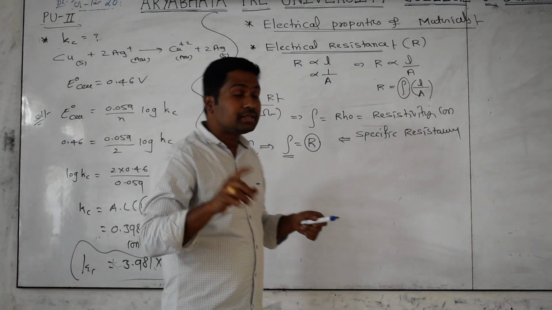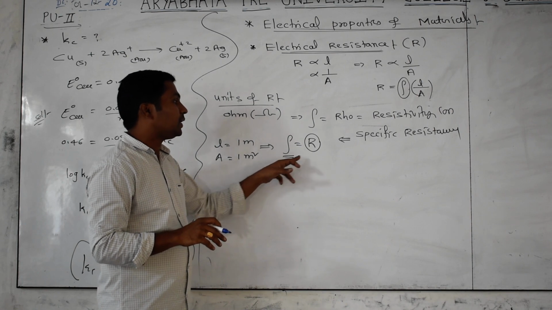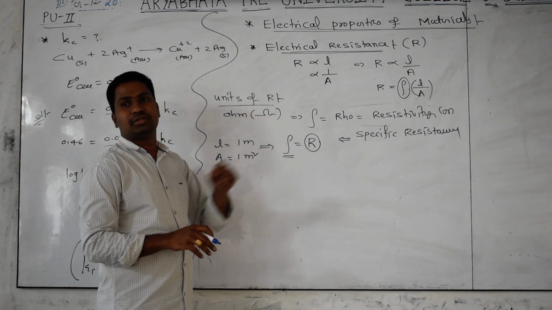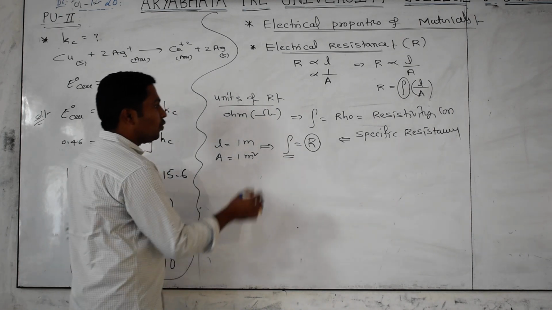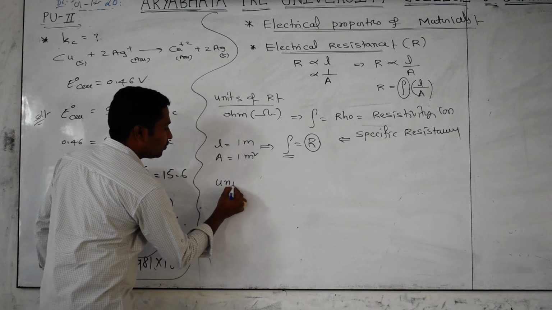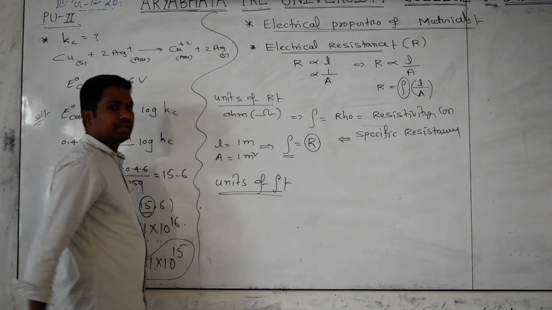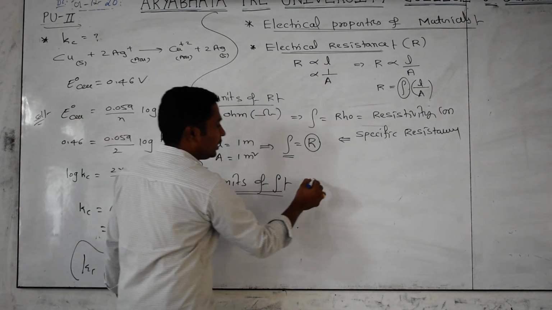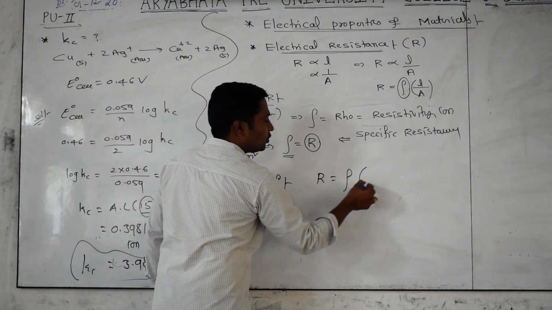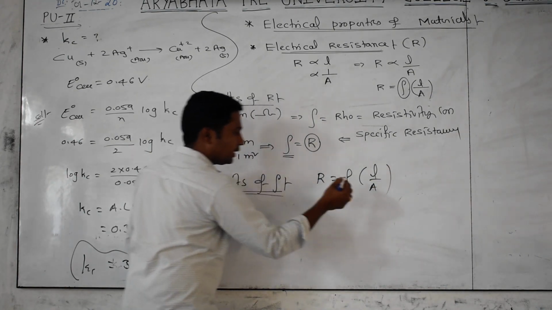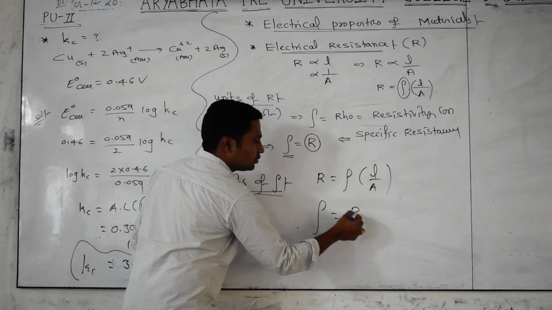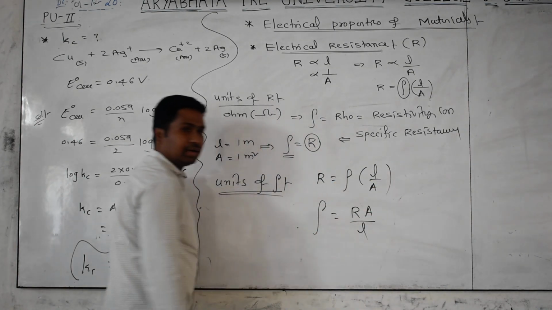That's why resistivity is the intensive property, resistance is the extensive property. My question: what are the units of rho? Units of rho are nothing but the units of resistivity. Can we get it? Yes. You take R equals rho into L by A. I want rho equals R A by L.